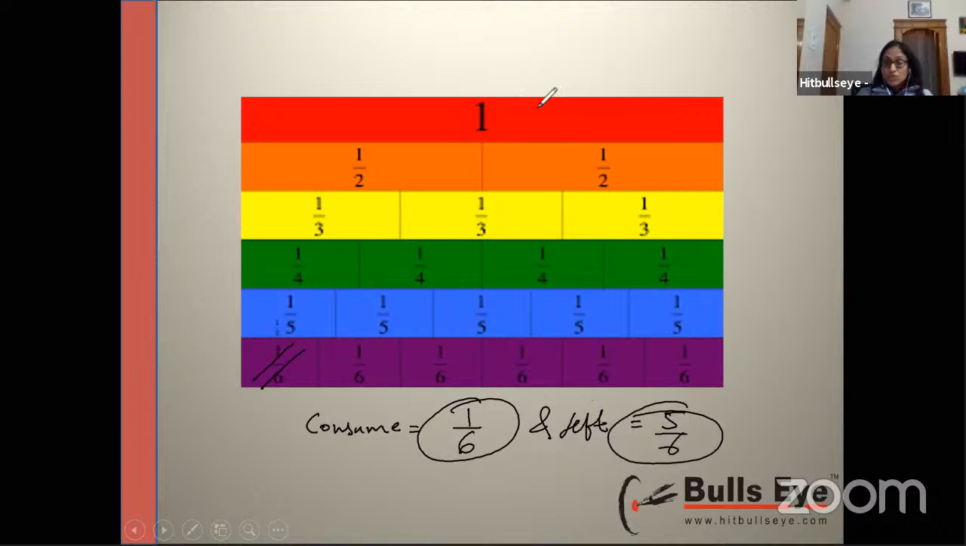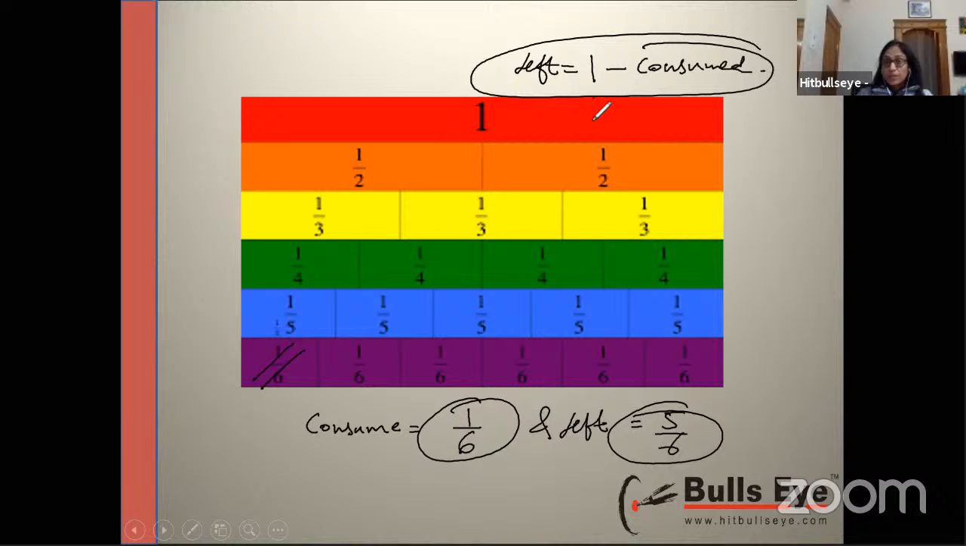This was told to you in junior classes, that leftover is always equal to 1 minus what you consume. Apply that logic here in this question. It's very important. Is the logic clear? When you talk about fractions, the total is always considered as 1. What you have consumed is subtracted from 1 to tell you what is left over. And it's very easy to see that the denominator always remains the same, and the sum of the numerators has to match the denominator.